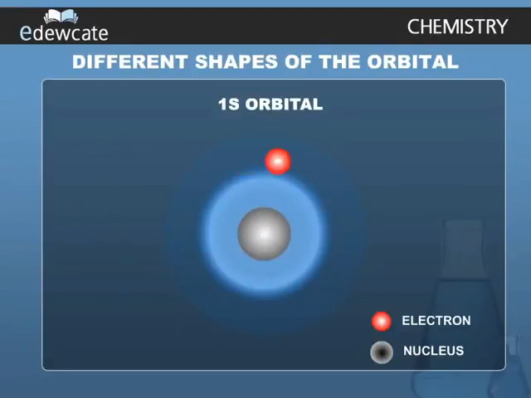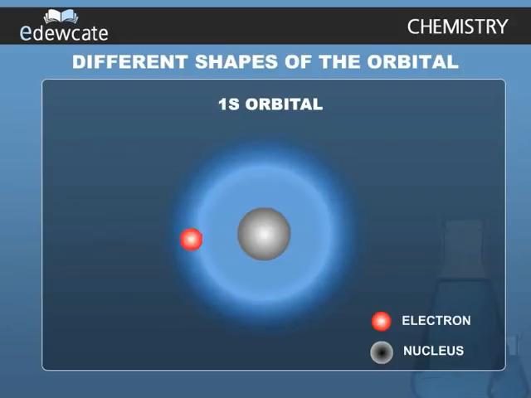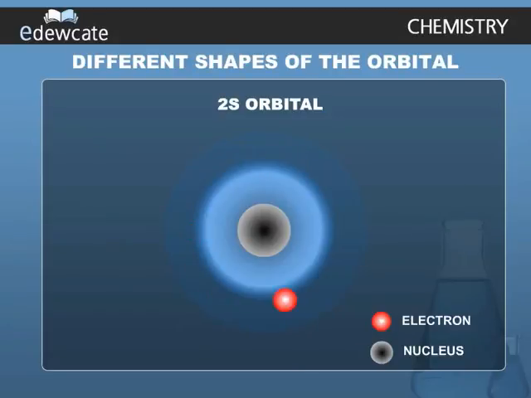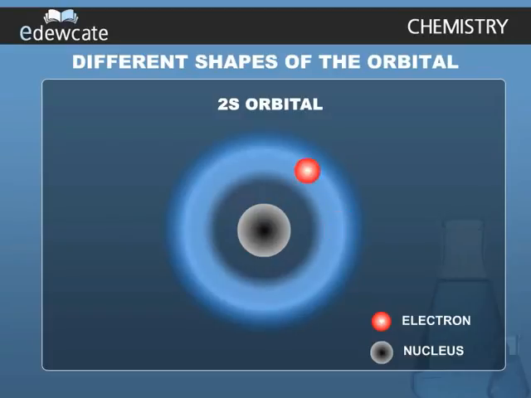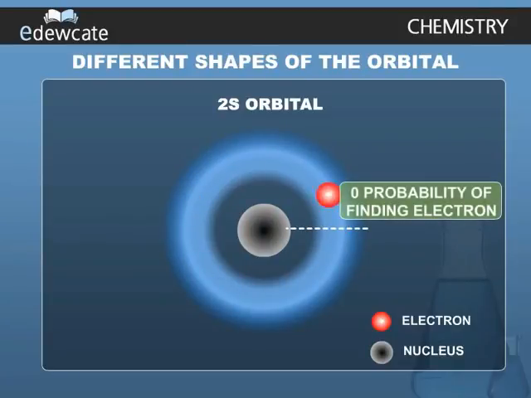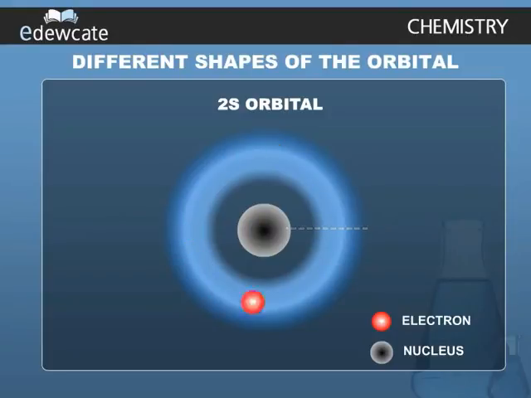It may be noted that for 1s orbital, the probability density is maximum at the nucleus and it decreases sharply as we move away from it. On the other hand, for 2s orbital, the probability density first decreases sharply to 0 and again starts increasing. After reaching a small maxima, it decreases again and approaches 0 as the value of r increases further.